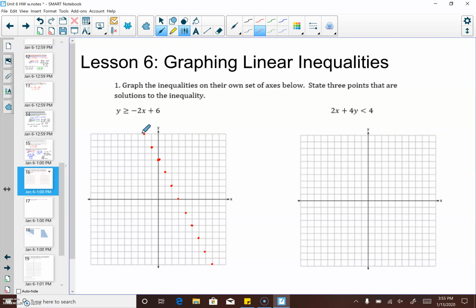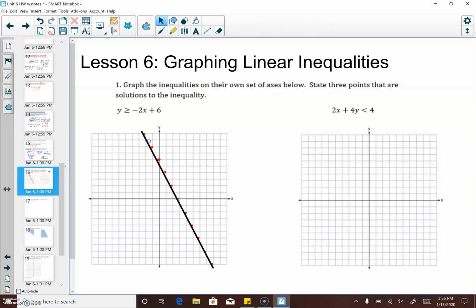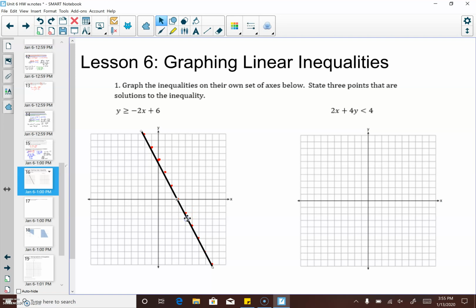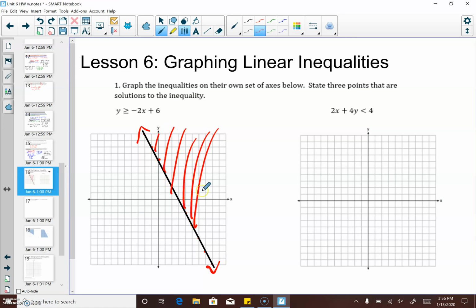First thing is it's greater than or equal to, which means that I'm going to have a solid line for these points. Anything with an or equal to gives you a solid line. And then the next piece I have to look at is: is this going to be a shade up or a shade down scenario? Well, I'm greater than, so in that case, I'm going to be shading everything up.